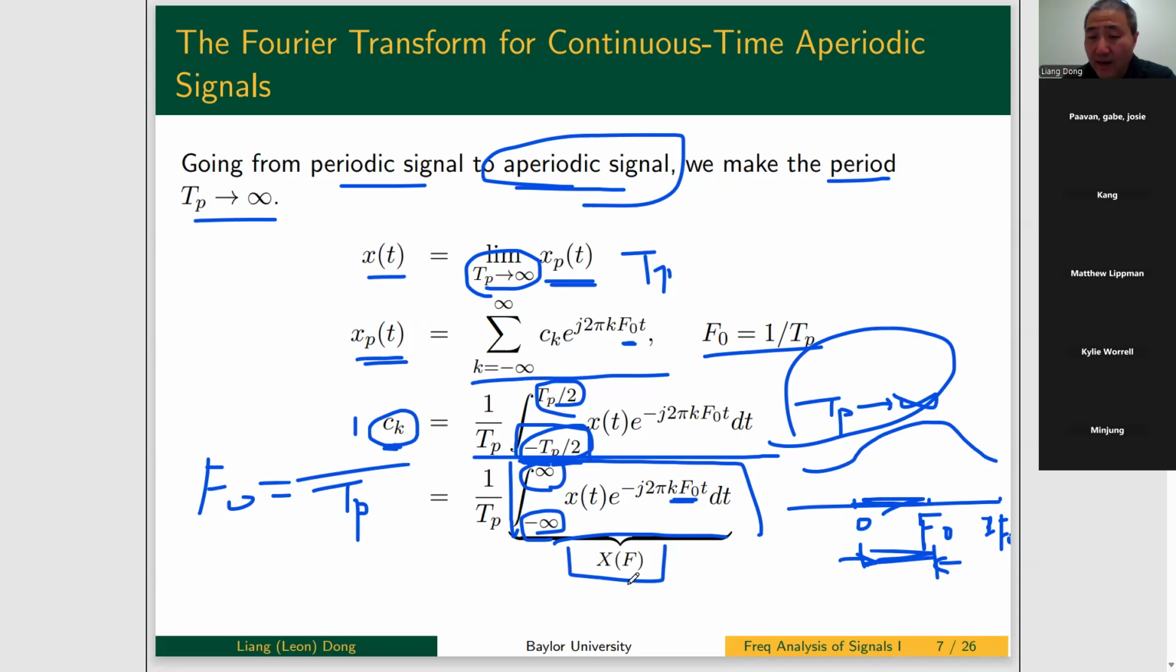And that is exactly what we have here. X of F, that is my continuous function as a function of F in the frequency domain.